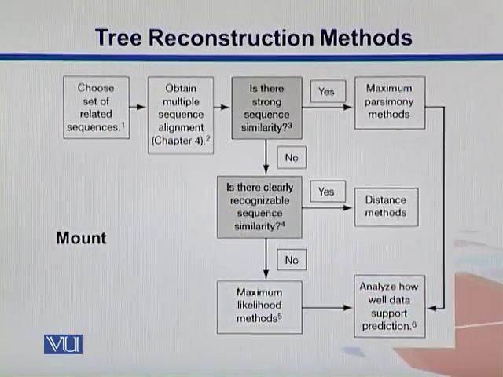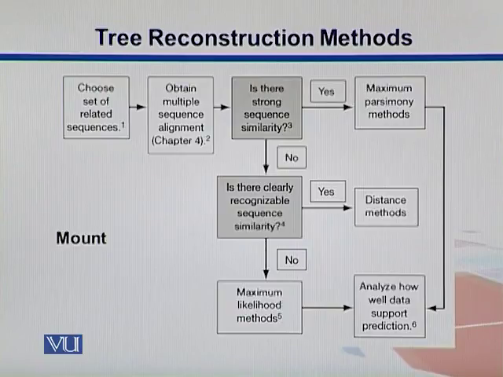Here, in this chart or flow diagram that is present in your book, we can put all these methods together and come up with a strategy on what to do if we have some sequences. So we choose a set of related sequences, and in the next step, in number 2, we obtain their multiple sequence alignment, and then we see if we find some strong sequence similarity. If the sequence similarity is high, we can do the maximum parsimony method.